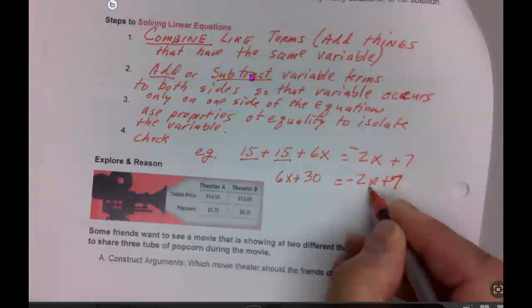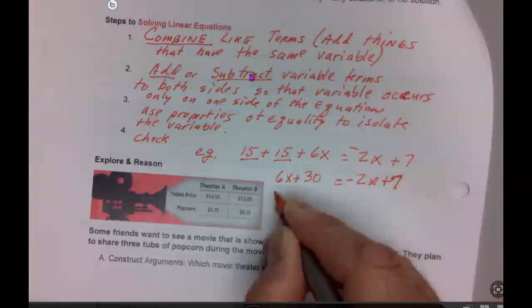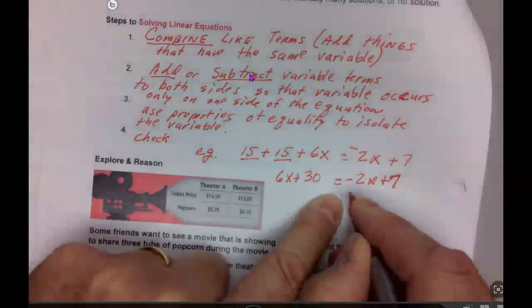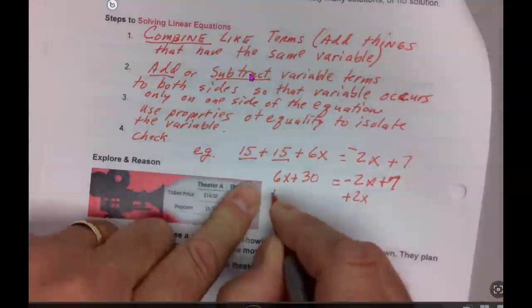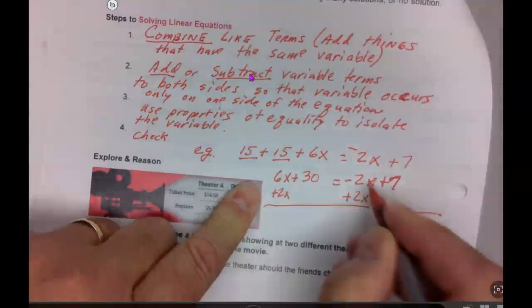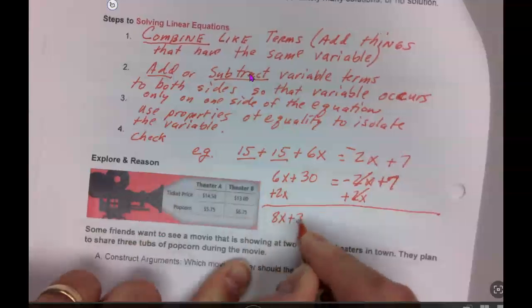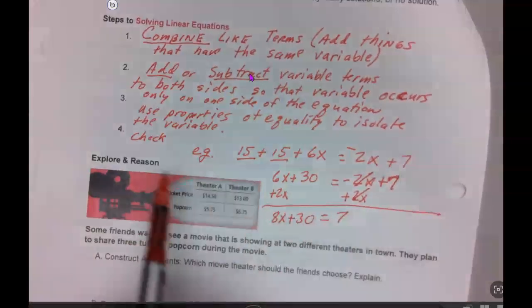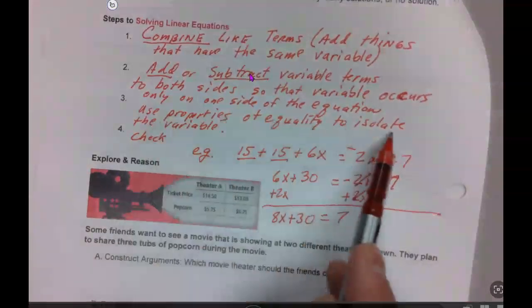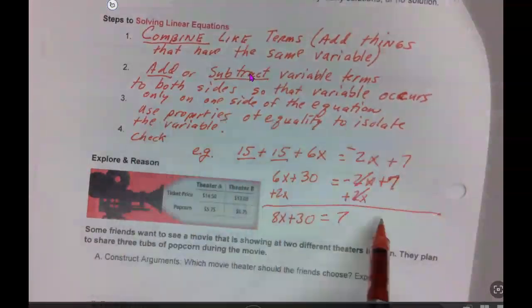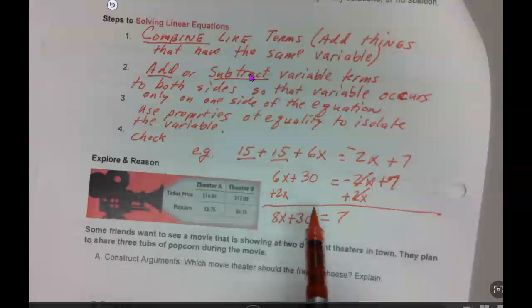I like to get all my variables on one side. So I'm going to add 2x to get it to the left side. You don't always have to do that, but I like to do that. So that gives me 8x plus 30 equals 7. So then it says, use properties of equality to isolate the variable. That's what I'm doing now. Properties of equality. Equality means equal sign.